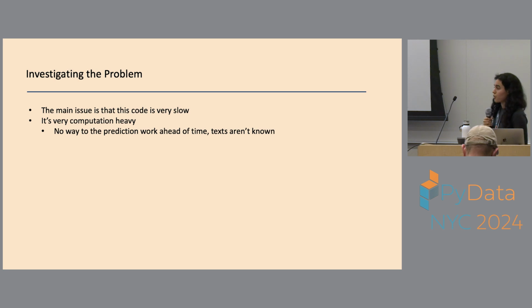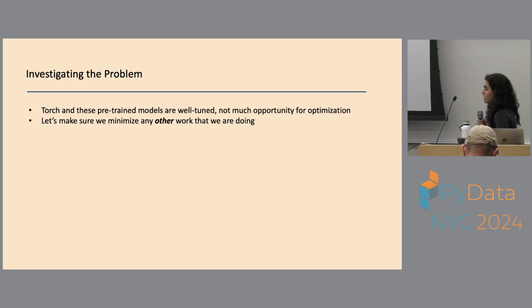We're also using Torch and some pre-trained models. They're well tuned to accept large amounts of data, and so trying to speed those up seems like a waste of time. So let's focus our energy on not doing any other kind of work that we're doing. The embedding, the prediction, the computationally heavy work needs to happen during runtime. None of that is known ahead of time. And so let's try to remove any other bottlenecks.